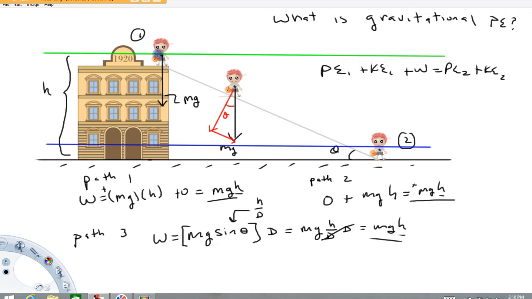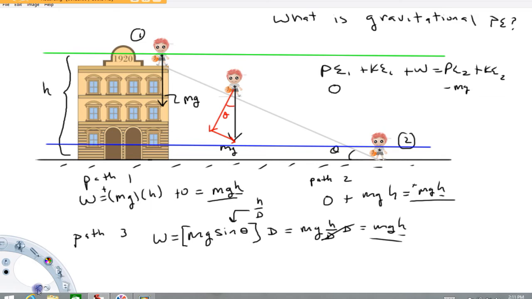And that's what allows us to say, all right, I'm going to call this a datum here and say that PE1 is mgh. And then we would say that PE2 is 0, which is perfectly fine. And then you can proceed with the rest of the problem. Another way we can work it is we can call this green line here the datum and say that the PE1 term is now 0, the PE2 term is minus mgh, minus because we're down below the datum.